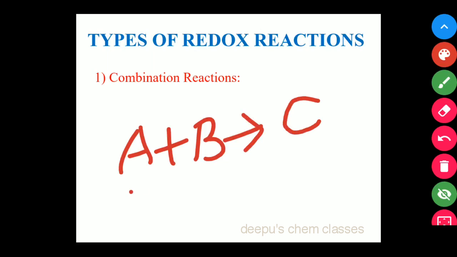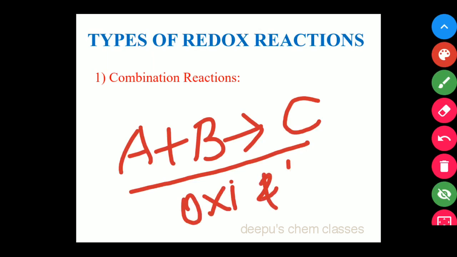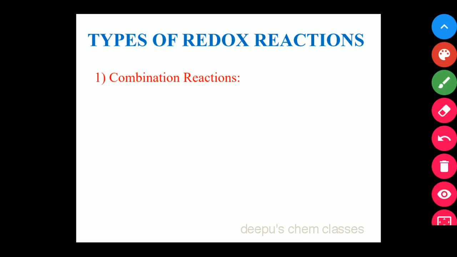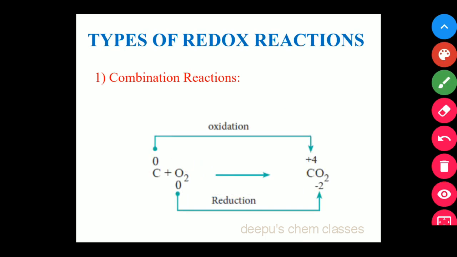If the combination reaction involves both oxidation and reduction, that is, a redox reaction, then it is called a combination redox reaction. Let us see an example. The simplest example is the formation of carbon dioxide from carbon and oxygen. When carbon reacts with oxygen, we get the product carbon dioxide.